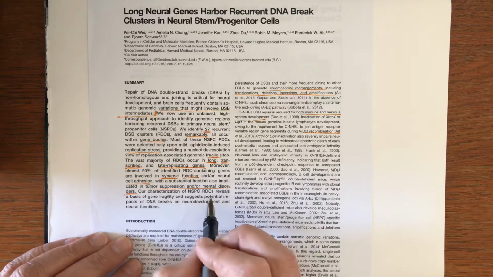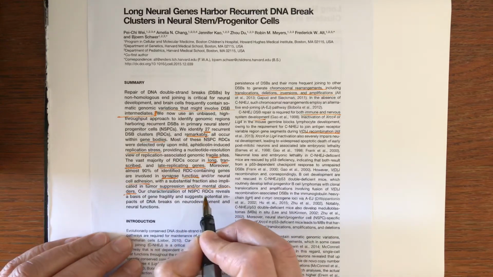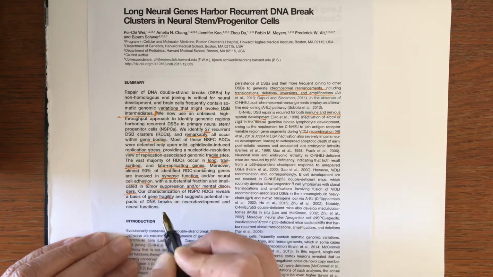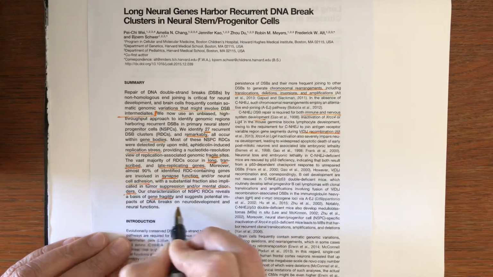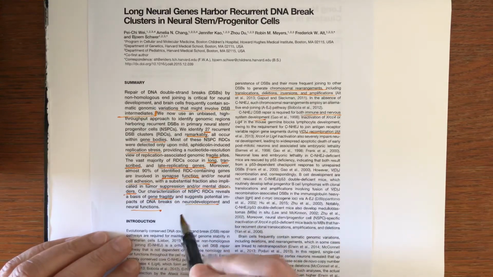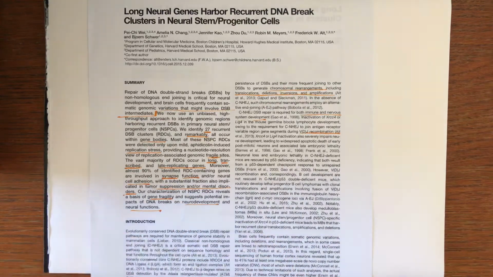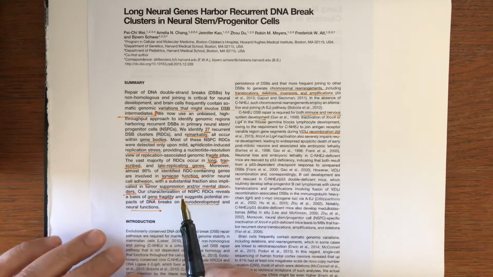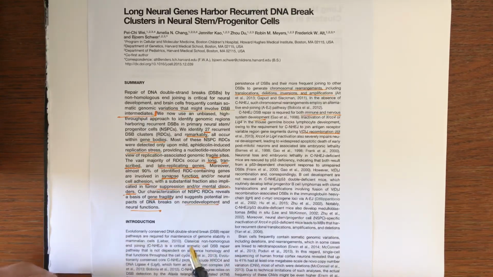mosaicism. Our characterization of these neural stem cell progenitors' recurrent double-strand break clusters reveals a basis of gene fragility, so the mechanism by which the breaks occur, and suggests potential impacts of DNA breaks on neurodevelopment and neural functions. So that's not really strongly stated. It's alluded to. They're saying what they want to say, but they're not emphasizing the rather remarkable ideas here that our intelligence relies upon a genomic mosaicism that's generated by something that's very dangerous and likely to cause tumorigenesis as well.